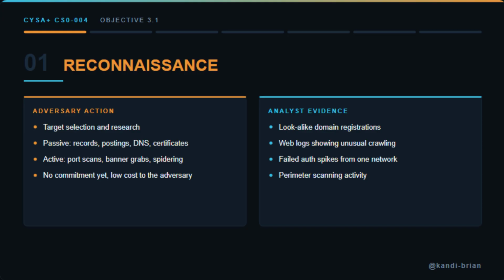So phase 1 is reconnaissance, and that is target selection and research. The adversary is deciding who to attack and learning enough to make the later phases work. Passive reconnaissance leaves no fingerprints on your infrastructure. Harvesting employee names and job titles from a professional network. Reading job postings that name the exact EDR product and firewall vendor you run. Pulling registration records, certificate transparency logs, and DNS history. Reading conference talks your engineers gave.